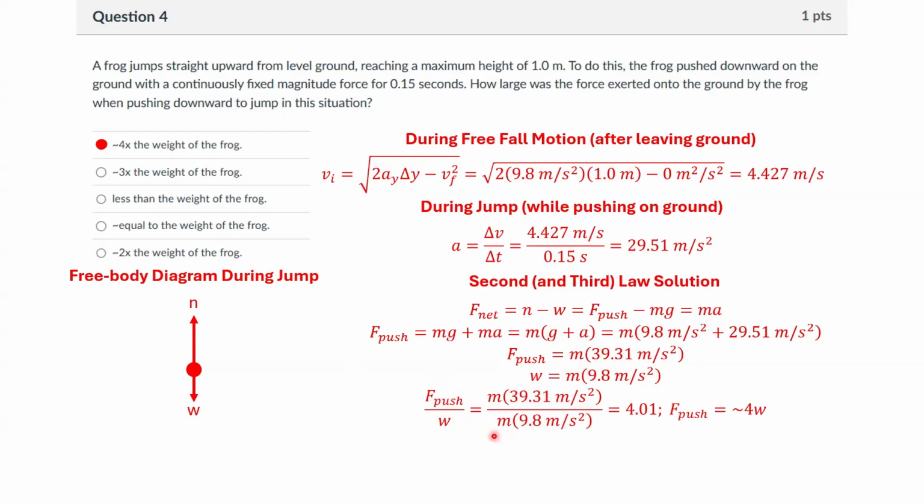And when I do that, we notice I can get rid of the mass of the frog, and I get two numbers compared to each other, which 39.31 divided by 9.8 is just 4.01. If I then multiply both sides by W, I'd get that the force of the push is about equal to 4 times the weight of the frog. That's the top answer choice.